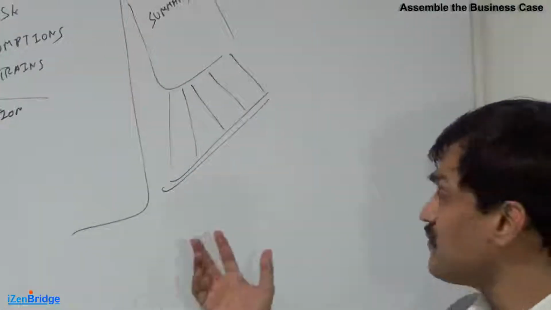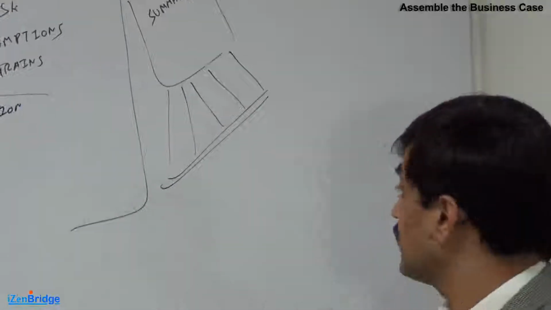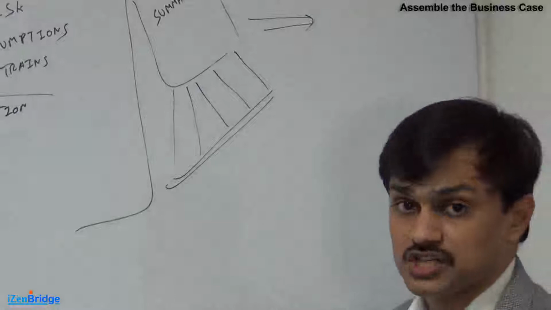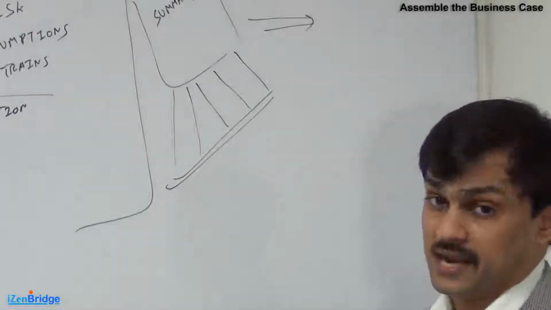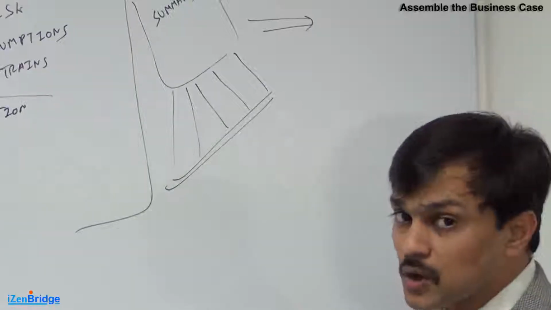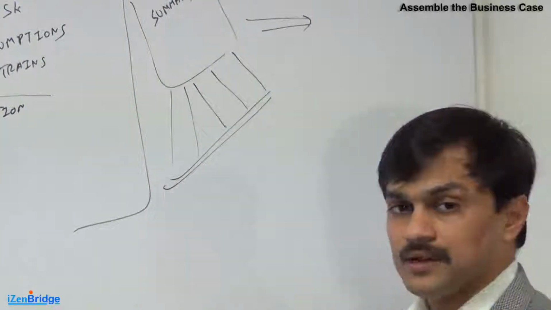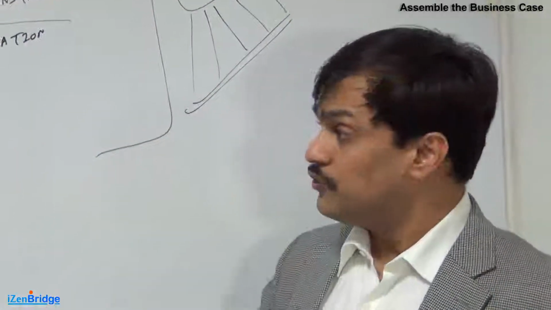Now what do we do when we have a final business case? How do we use it in a project life cycle? This business case triggers the project charter. So if the stakeholder finds the business case compelling, they will go ahead and say, okay, let's start this particular project.